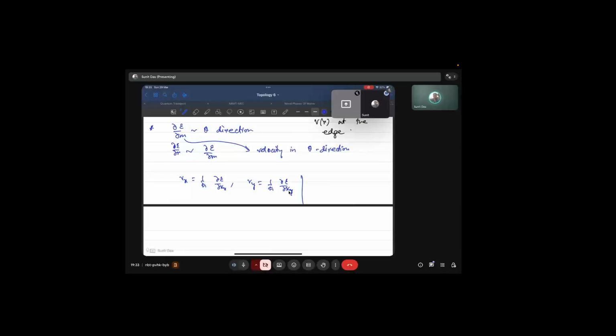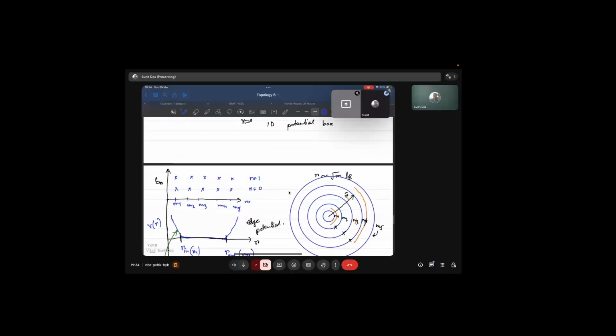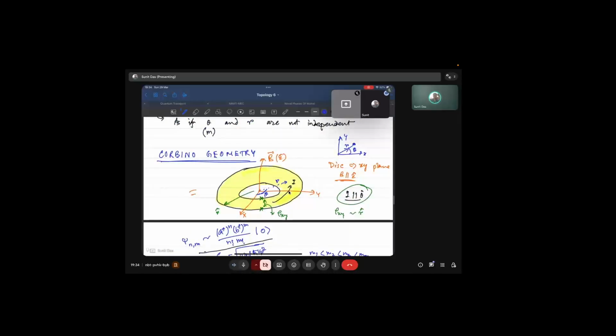So the velocity in the theta direction is essentially del epsilon del theta, but the theta direction is represented by m, right? So we have del epsilon del m as the velocity along the theta direction. And remember the theta direction was this. If we go to the coordinate geometry, then this was my theta direction. So this was the velocity along the current direction actually.